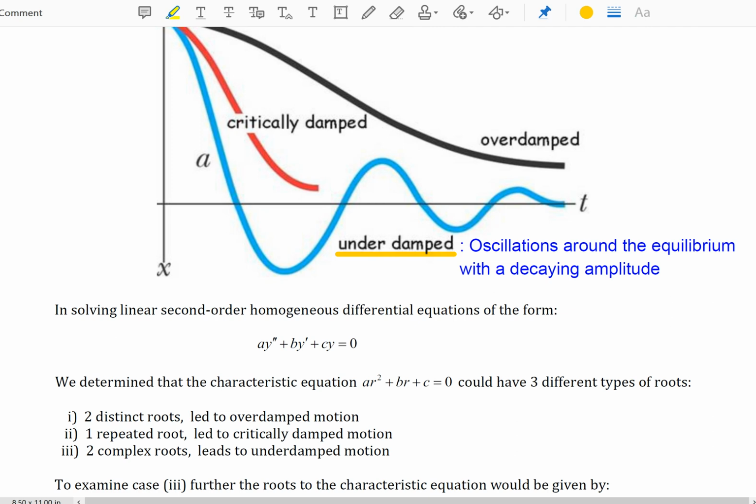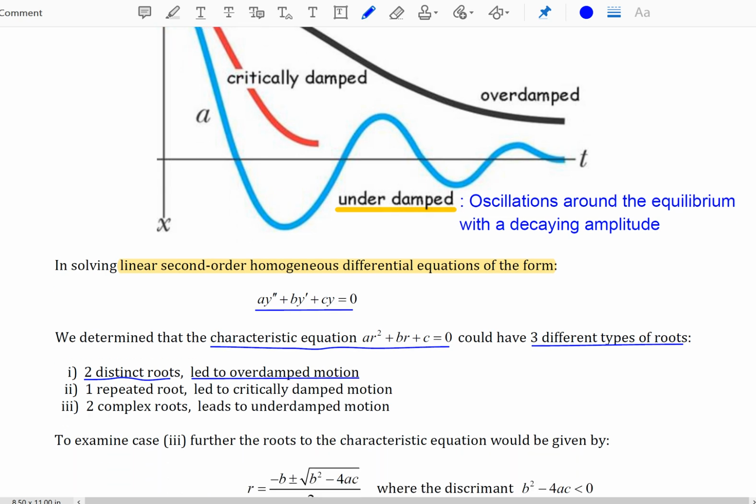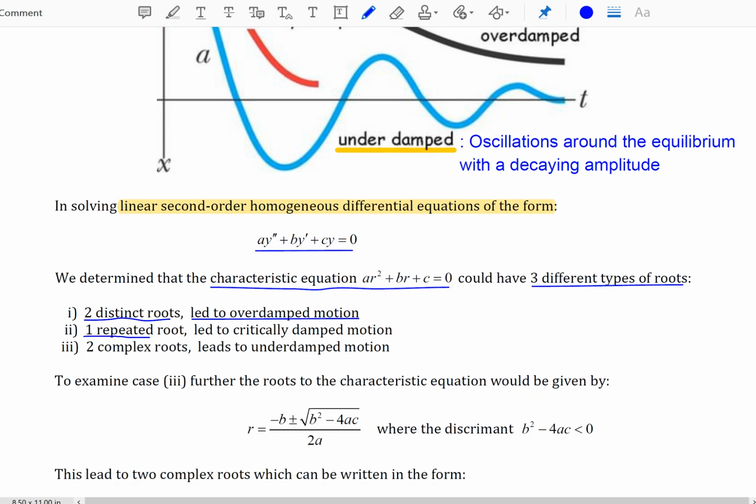In solving linear second-order homogeneous differential equations of the form ay double prime plus by prime plus cy equals 0, we determined that the characteristic equation ar squared plus br plus c could have three different types of roots. Two distinct roots, which led to overdamped motion. One repeated root, which led to critically damped motion. And now today we're looking at the case where you have two complex roots, and this leads to the underdamped motion.